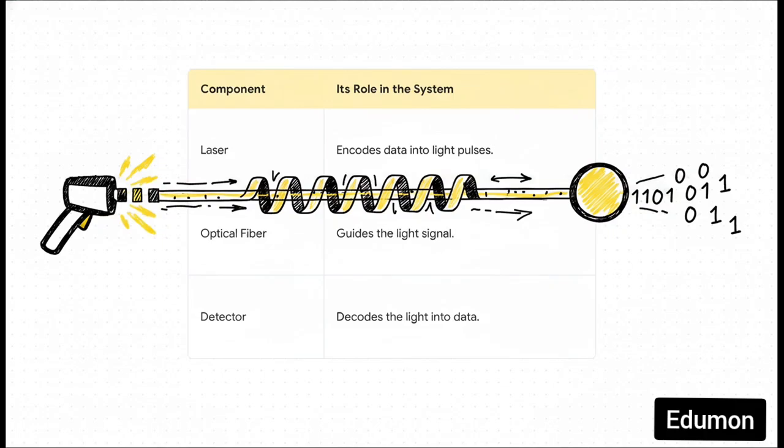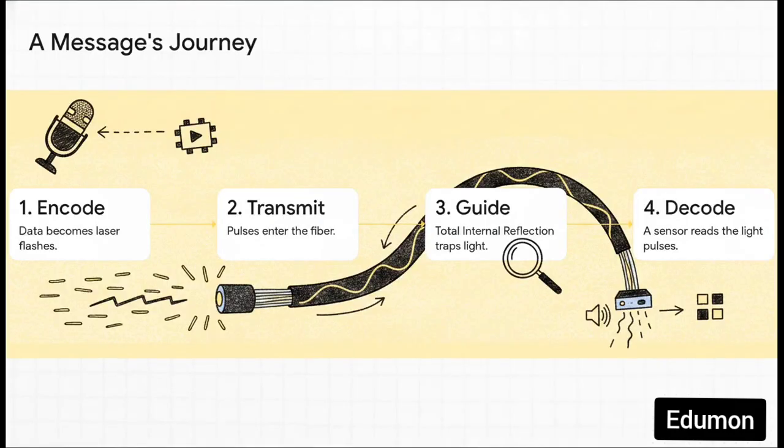Then, the optical fiber is the highway, guiding those light pulses perfectly, even over thousands of miles. And at the other end, you have a detector, which sees those flashes of light and turns them back into the ones and zeros that a computer can understand. So let's trace the journey of a single piece of data, your voice on a call, maybe a single pixel in a movie. First, it's encoded into billions of laser flashes every second.